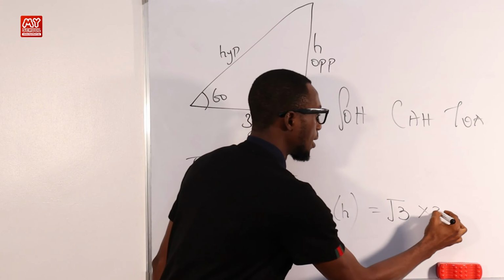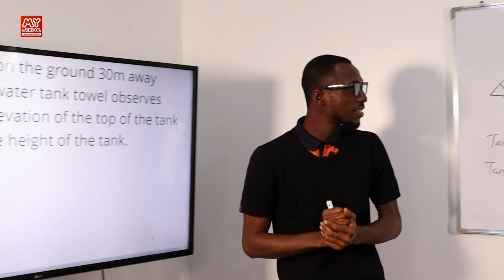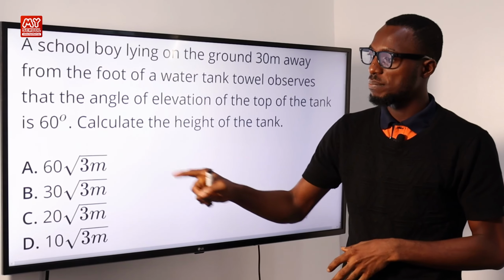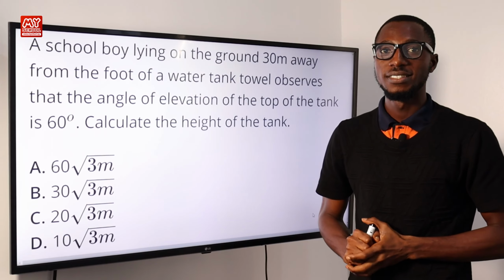So let's go back to the screen, and select the right option that fits the solution we've just gotten. 30 root 3 meters, so option B is very correct.